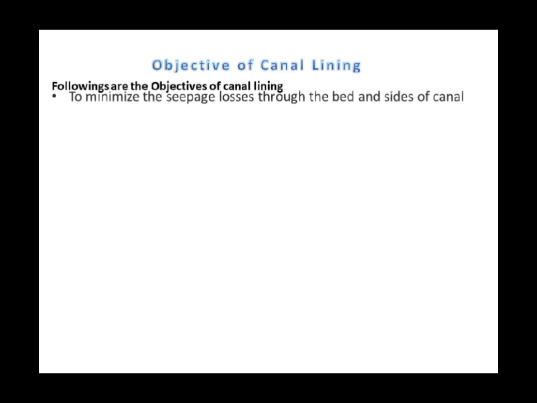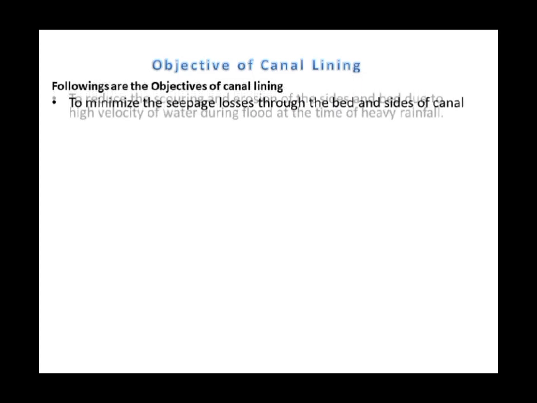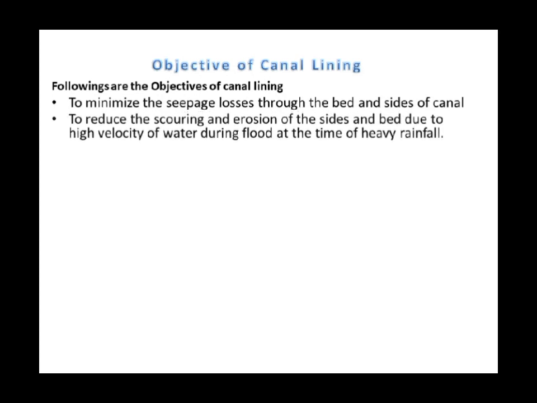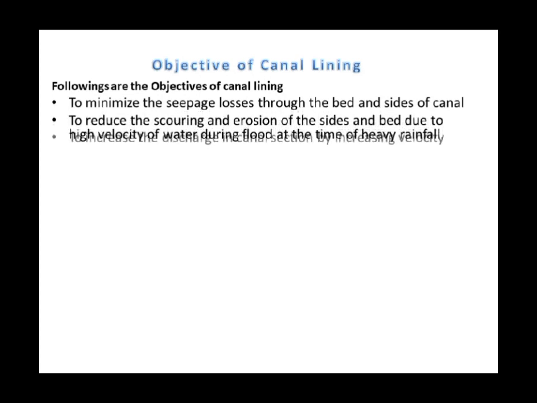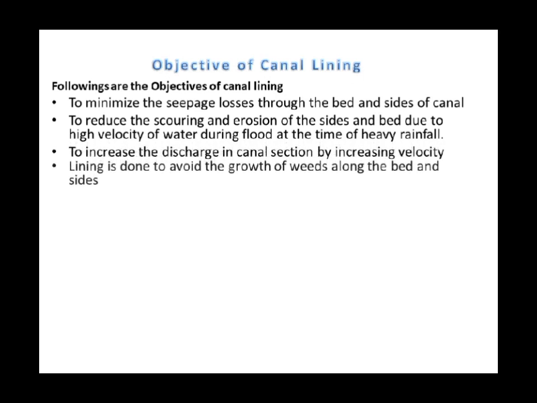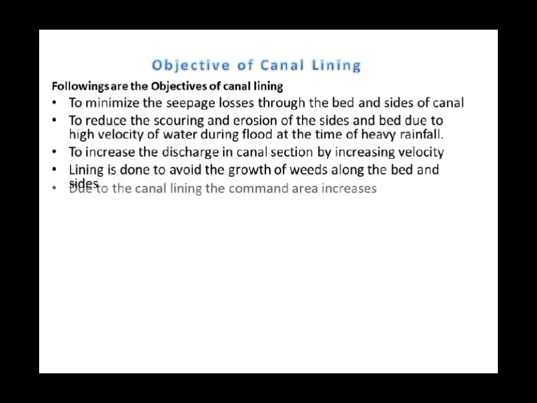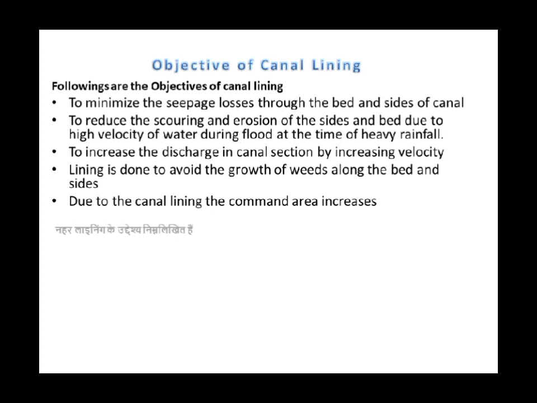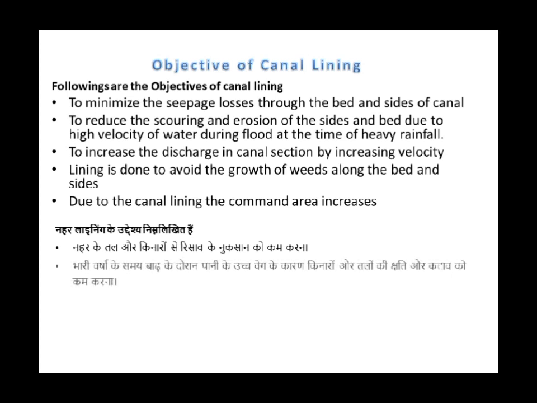The following are the objectives of canal lining. To minimize the seepage losses through the bed and sides of the canal, to reduce the scouring and erosion of the sides and bed due to high velocity of water during floods at the time of heavy rainfall, to increase the discharge in the canal section by increasing velocity. Lining is done to avoid the growth of weeds along the bed and sides. Due to the canal lining, the command area increases.